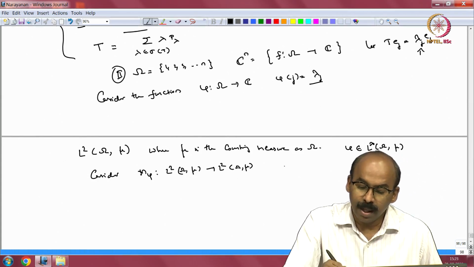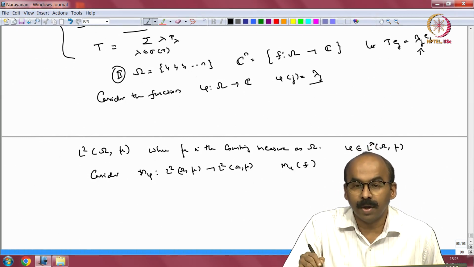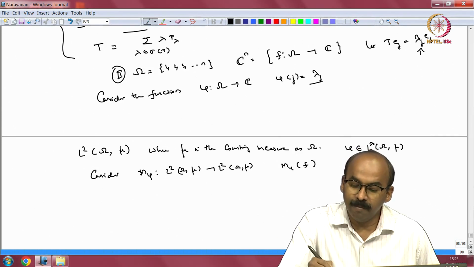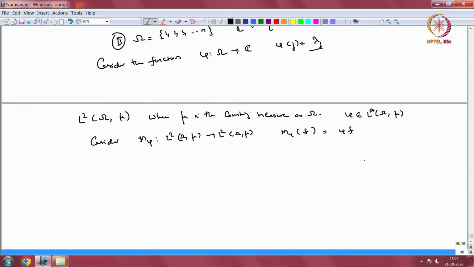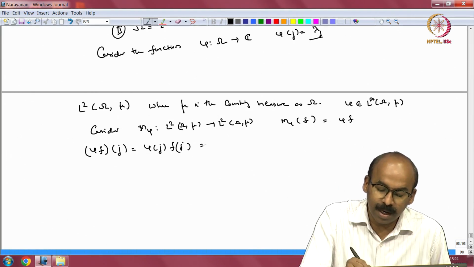How is it defined? M_phi of f, I take a function f in L2 of omega. How does that look like? It is a vector in C^n, right, and M_phi of f is phi times f. Well, it looks a bit strange because it is actually quite trivial. What is phi times f? It is a function on omega, so I should tell you what it is at j. That is just phi(j) f(j), which is lambda_j f(j).